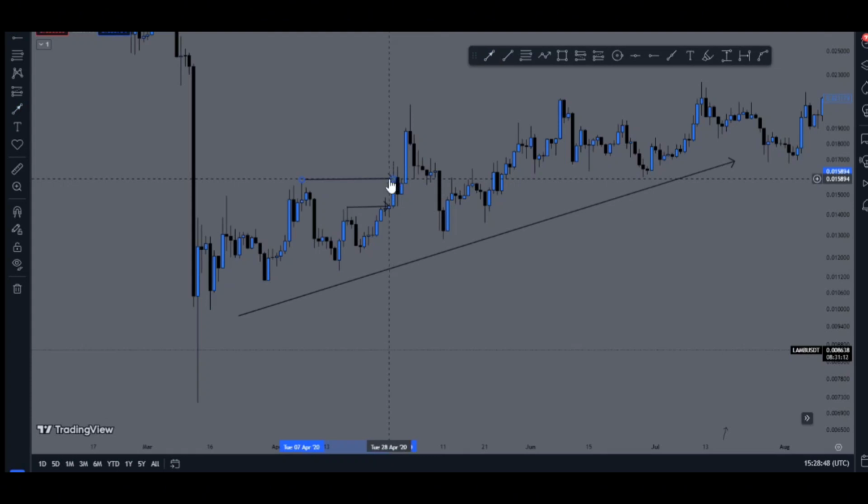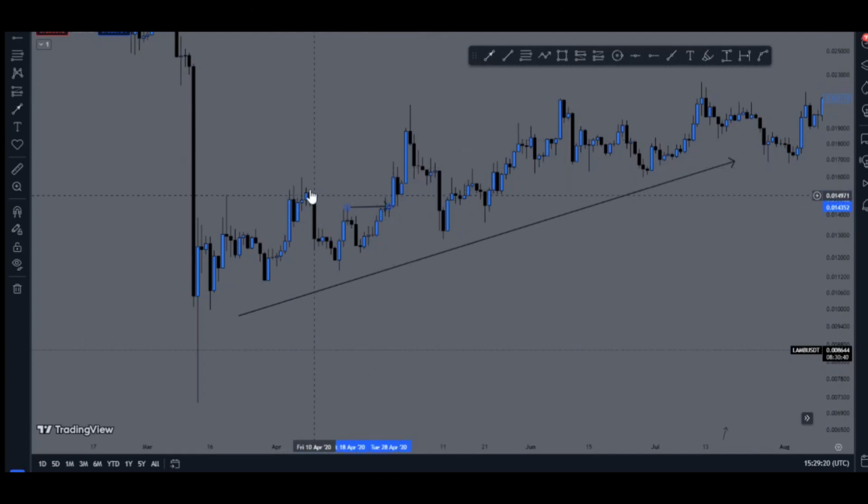Wait, yes, the market changed character. Change of character is the small break of the last high, while break of structure is the large break of the last high, like the big break. So change of character is the small one, while break of structure is the huge break.